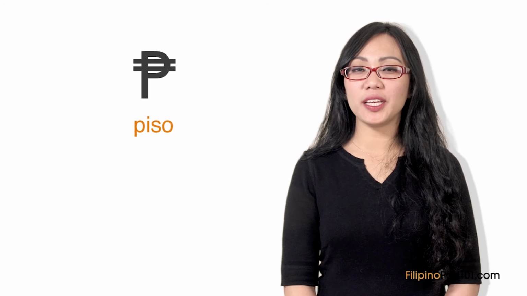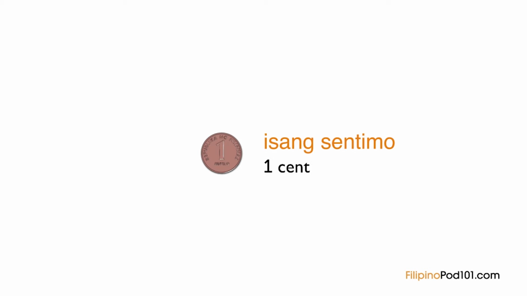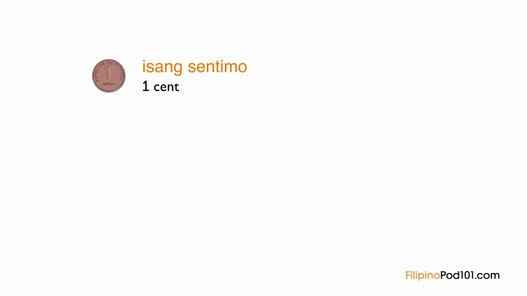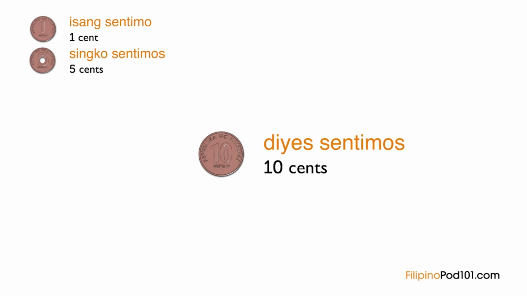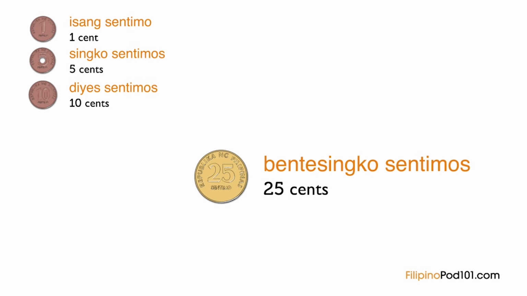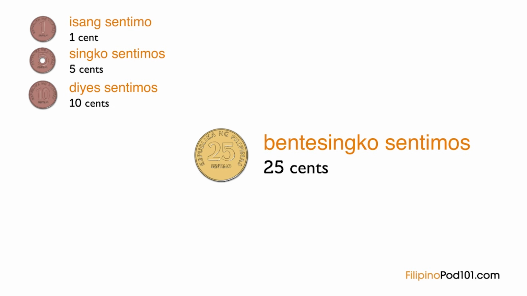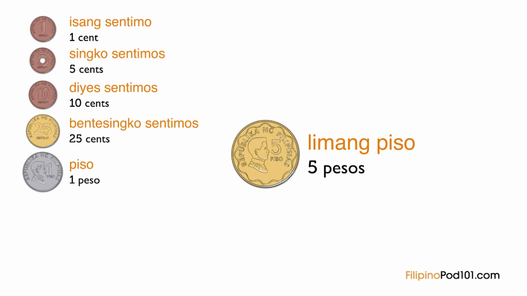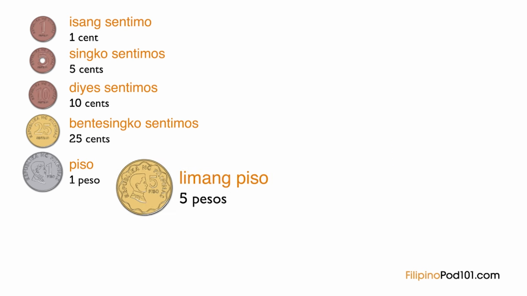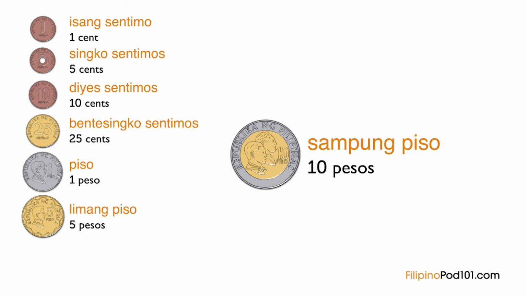Now let's see the denominations of the piso. For coins, there are 1 centimo, 1 cent. 5 centimos, 5 cents. 10 centimos, 10 cents. 25 centimos, 25 cents. Piso, 1 peso. 5 piso, 5 pesos. And 10 piso, 10 pesos.